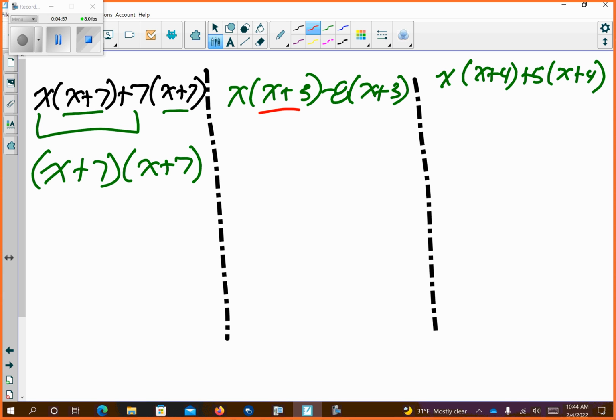What can I factor out? X plus 3. What do I have left? X minus 8. Done. Okay, again, that last problem, you could try at home.